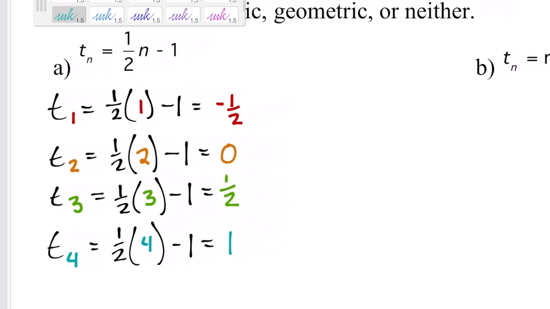So now we have to look at the pattern and see, okay, how would we get from negative 1/2 to 0, 0 to a half, half to 1? And so the pattern here is we would be adding a half every time. So because we're adding the same number every time, even though it's not a whole number, we're still adding the same number every time. So this is going to be arithmetic.